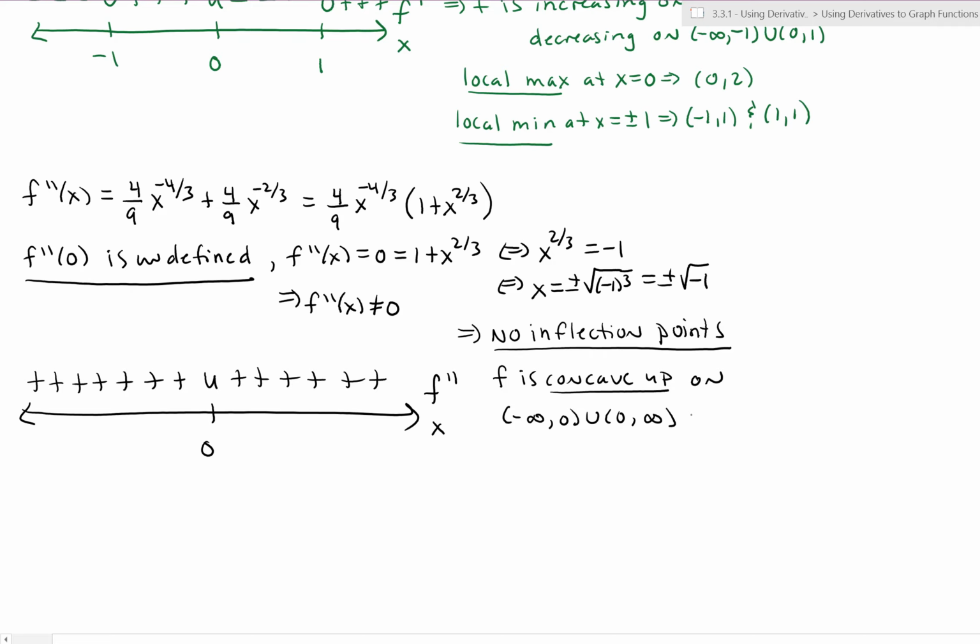So now we're almost there. We're almost at the point where we can piece everything together. The only other thing to note is, are there any asymptotes?